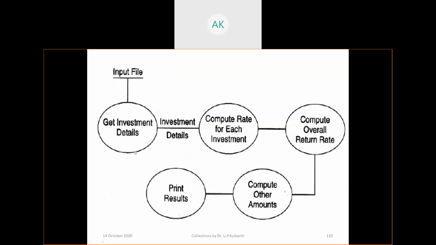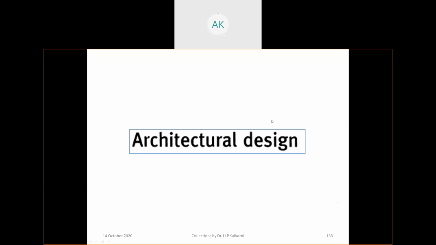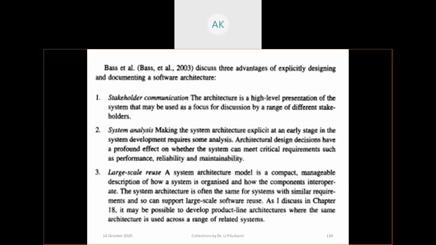There's another diagram showing the input file, get investment details. Investment details are transformed into compute rate for each investment. These are then transferred to compute overall return rate, compute other amounts and all, and print the result. It is a data flow diagram. Hope you understand that, right? So for a small scenario, you may be writing a small data flow diagram or a bigger data flow diagram, for any unknown scenario, right? Some of the architectural design, that we will get into, is given in the textbook, right?